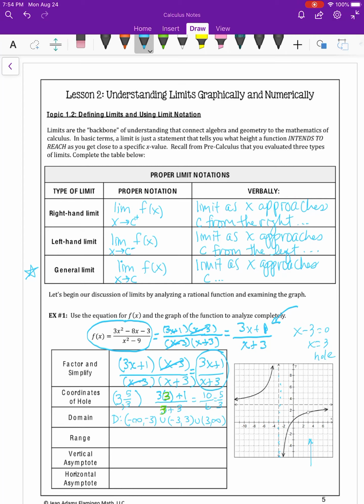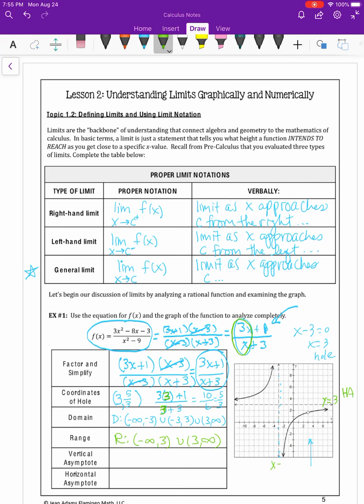And then our range, if you remember, if I'm looking at just this piece of it, it simplifies to 3. That means that y equals 3 is your horizontal asymptote. And so that means that your function will be approaching 3 for the y. So our range is -infinity all the way to 3, union 3 to infinity.